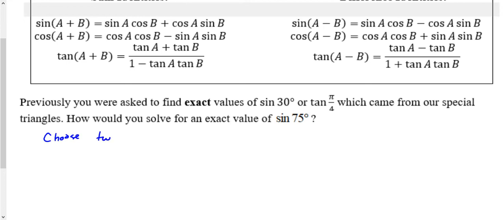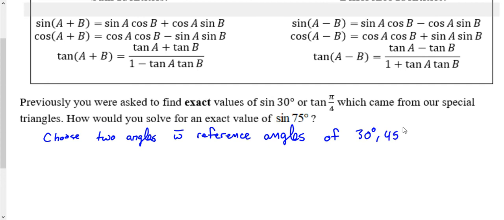Choose two angles with reference angles. You want reference angles of 30 degrees, 45 degrees, and 60 degrees, because all three of these we know the values of, especially off of a unit circle. So sine 75, how can I build it?